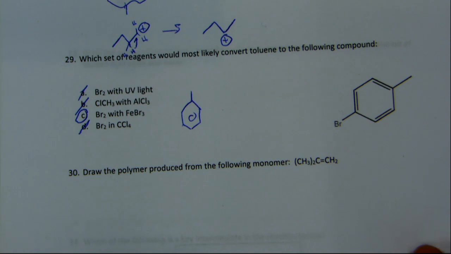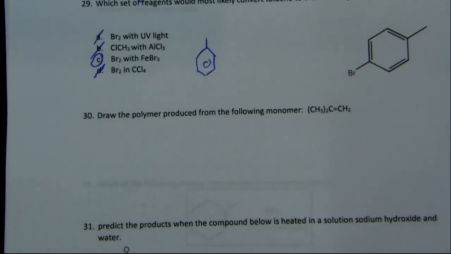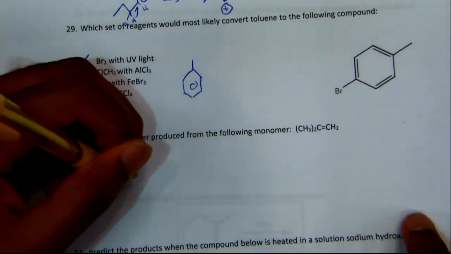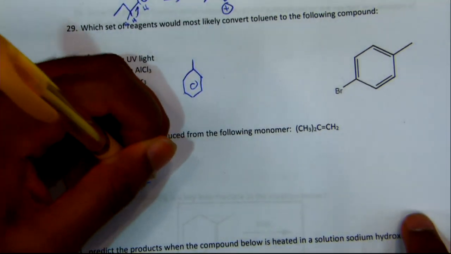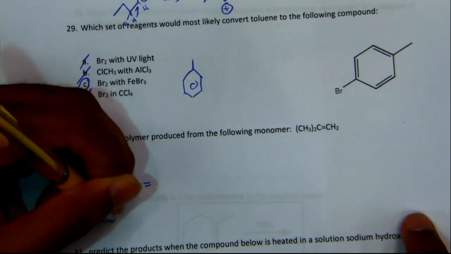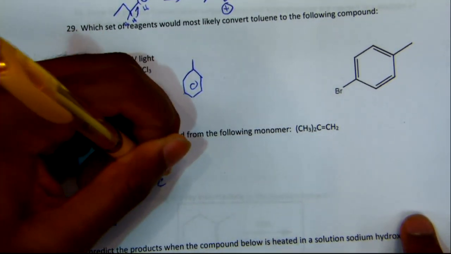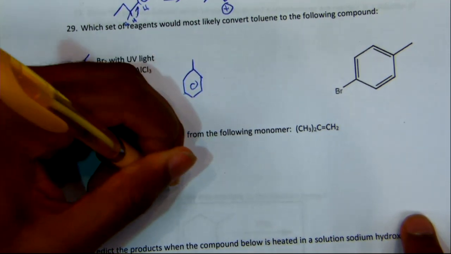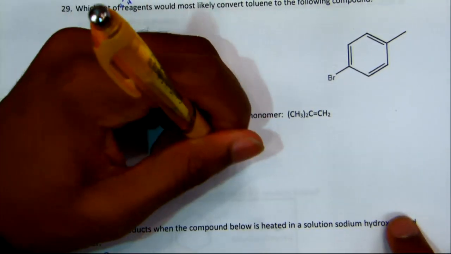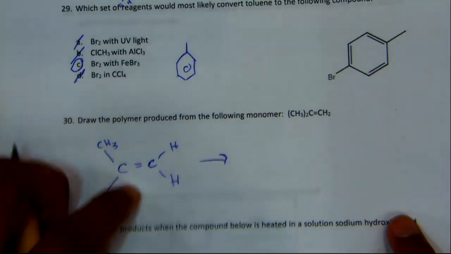All right, so 30, draw the polymer from the following monomer. This is something we barely touched on in Orgo 1, but this is actually really easy, which is the good part. So let's just draw it out. So C double bonded CH3, CH3, CH2. Addition polymerization is awesome because it's easy. So all I'm going to do is redraw this without the double bond.